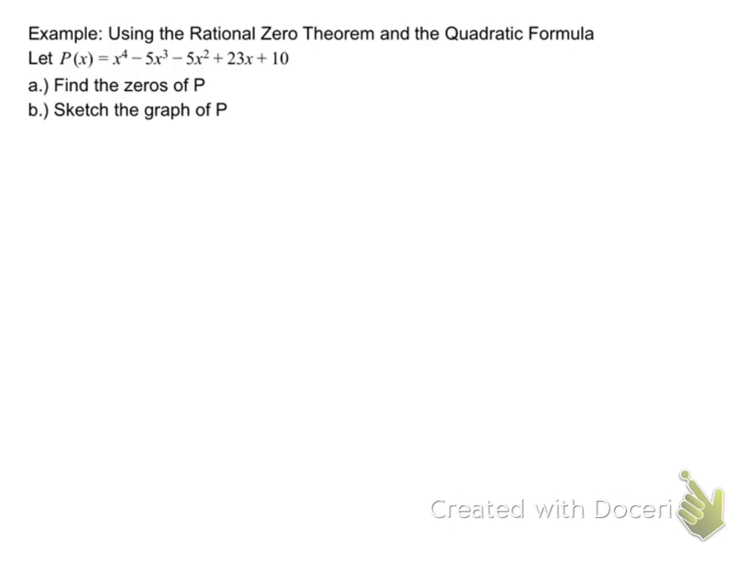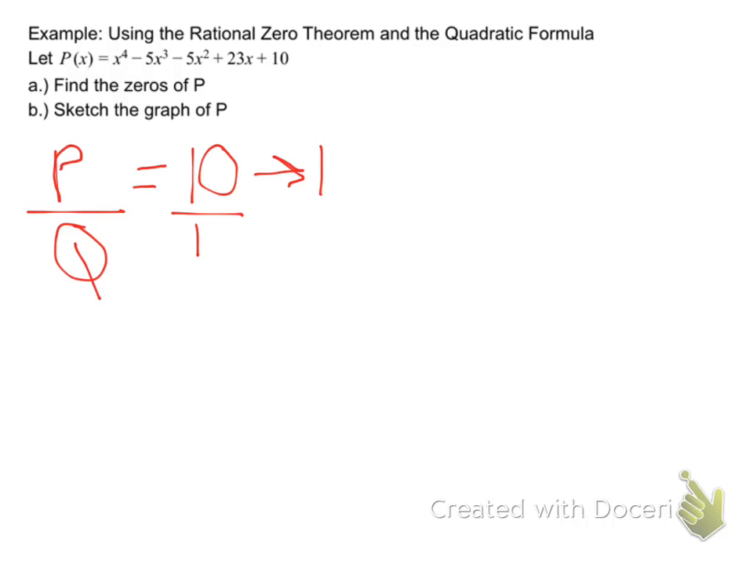Okay? So, hopefully everybody should have a list by now. Who can make us a list and explain the list? Okay, so we gotta take the P over the Q. And the factors of 10. Why do you get 10 over 1? Because the 10 is the last number. Okay.